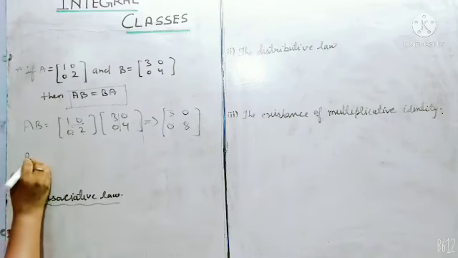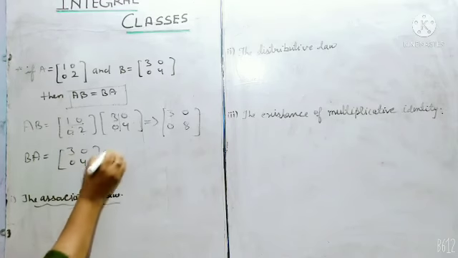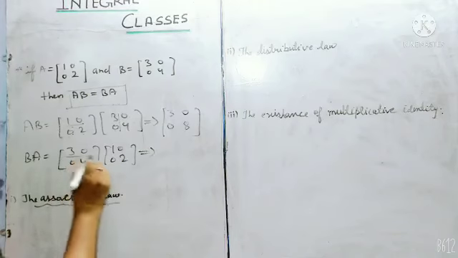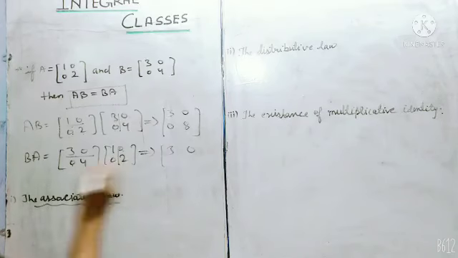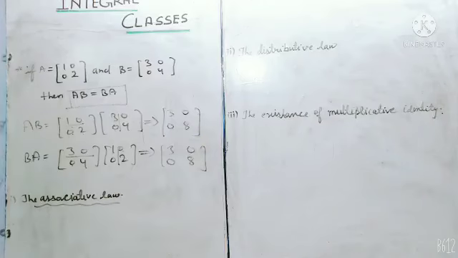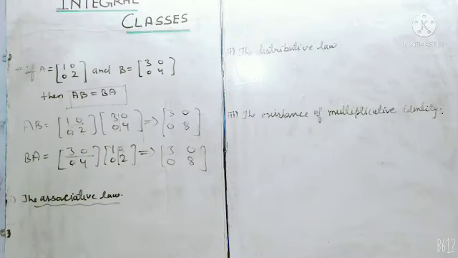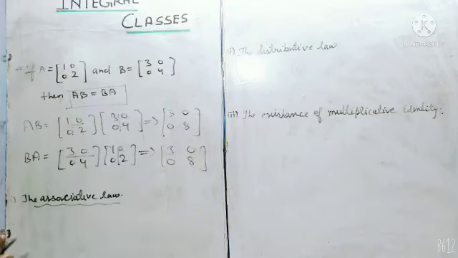Now on the other side we multiply BA, which is [3 0; 0 4] times [1 0; 0 2]. Again we get 3 and 0, again here 3, 0 and 0, and here 0 and 8. In both cases we get the same resultant. So the commutative law is followed when we multiply two matrices which are diagonal matrices.